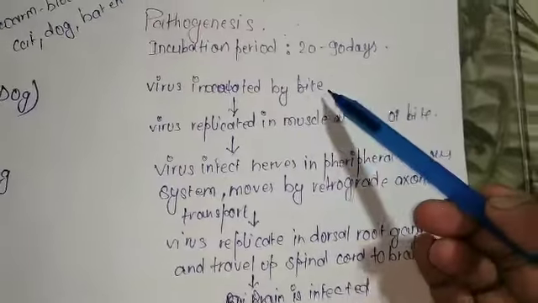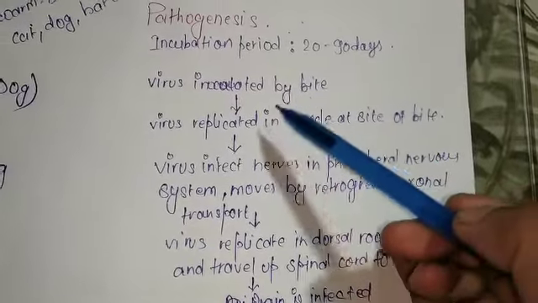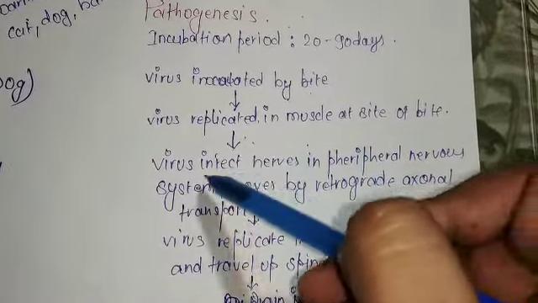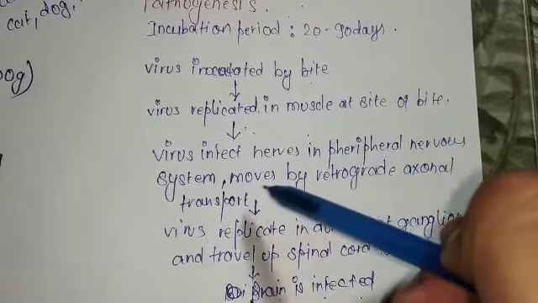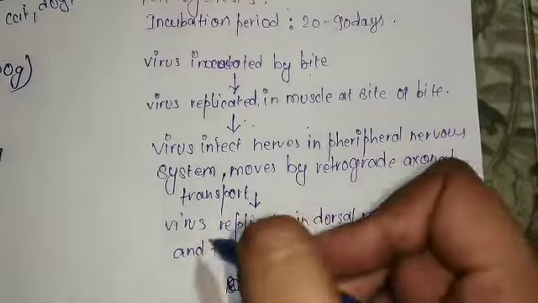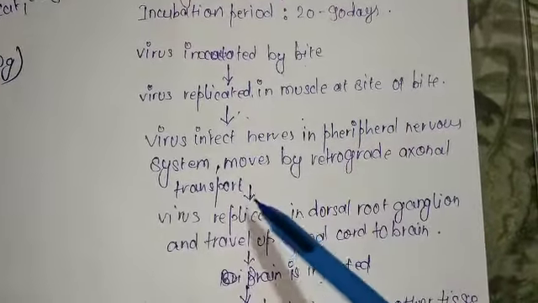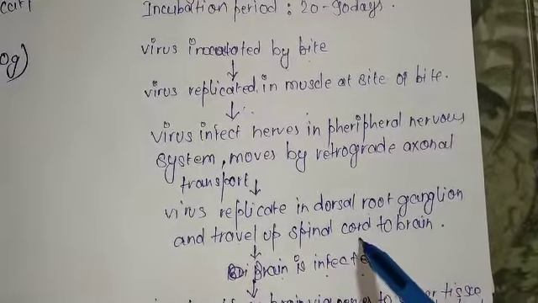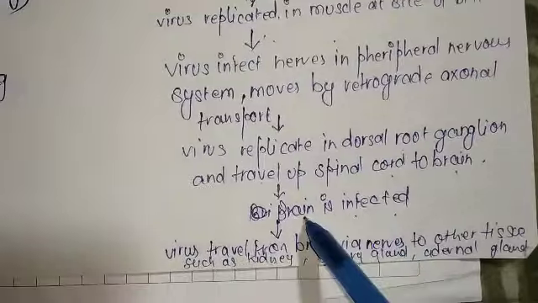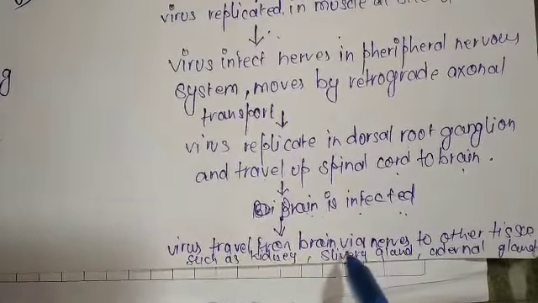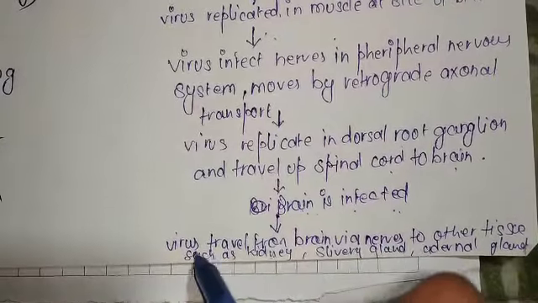So this virus is inoculated by bite. Once the dog bites that host, at the place the virus will replicate. After the replication, the virus infects nerves in the peripheral nervous system and moves up by retrograde axonal transport. After this, it will replicate in the dorsal root ganglion and travel up the spinal cord to the brain, and there the brain becomes infected. After the brain, the virus travels from the brain via nerves to other tissues and invades all these tissues.